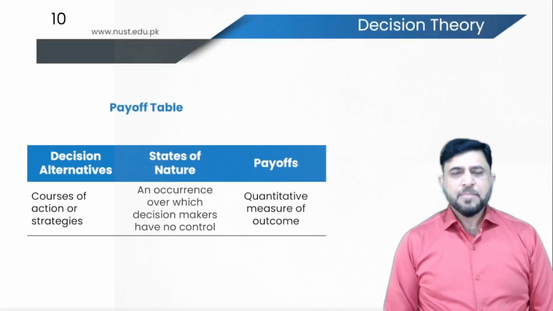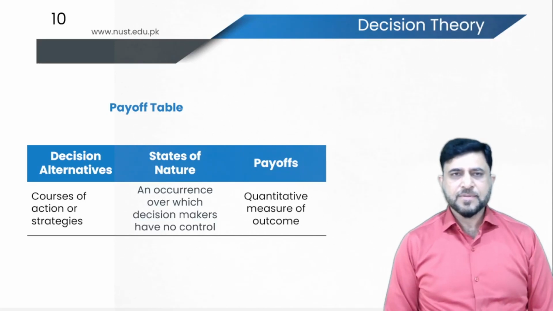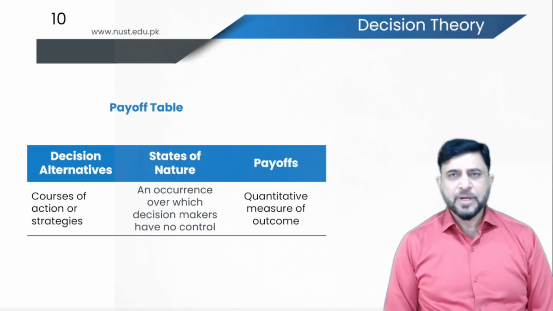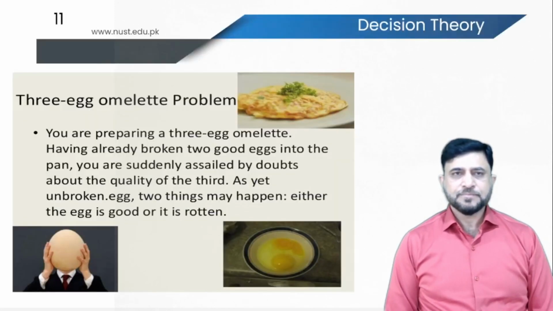This is the payoff table. We can see that we have decision alternatives, we have states of nature, and we have payoffs. What are decision alternatives? Courses of action or strategies. What are states of nature? An occurrence over which decision makers have no control. And payoffs, quantitative measure of outcome. So, these three things should be there to formulate a decision problem.